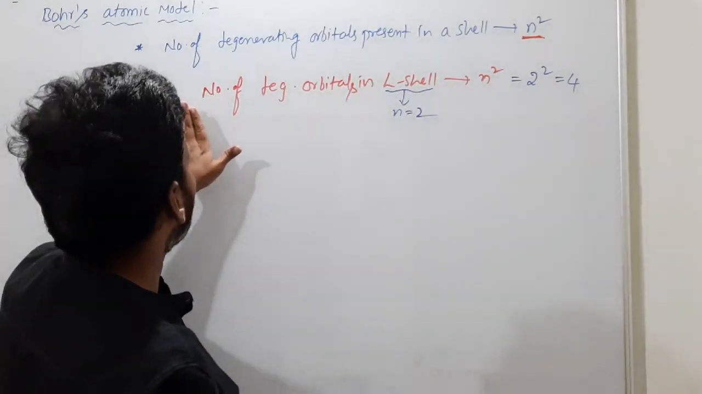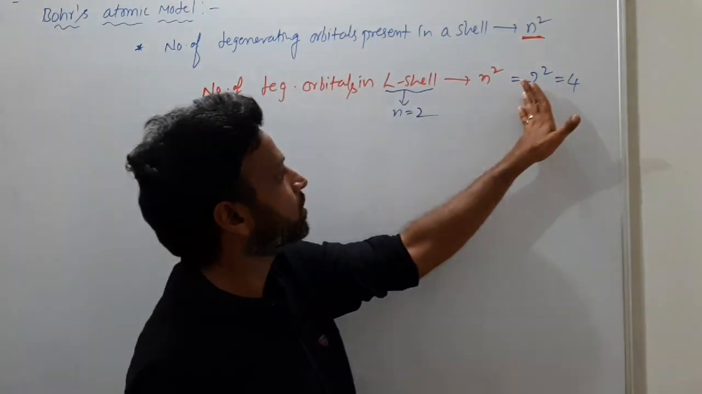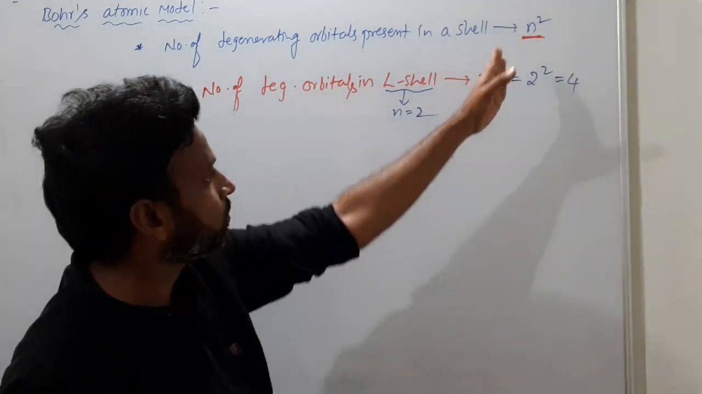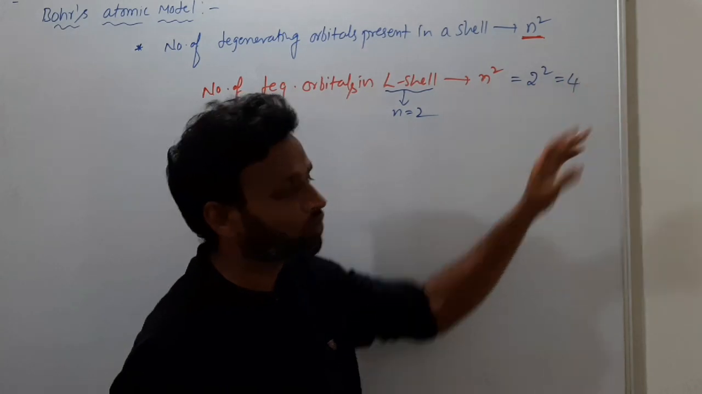So the number of degenerate orbitals in the L shell is equal to the formula n square. What is the n value for the L shell? 2. So 2 square is 4.